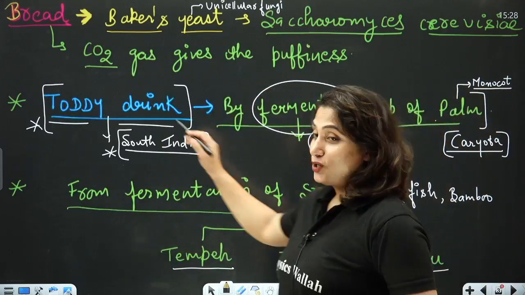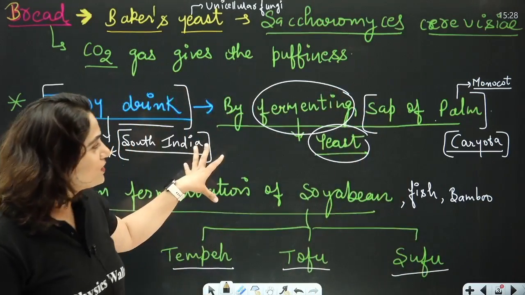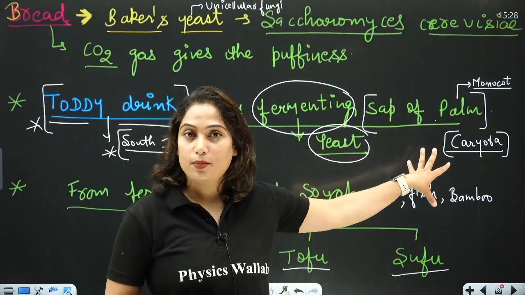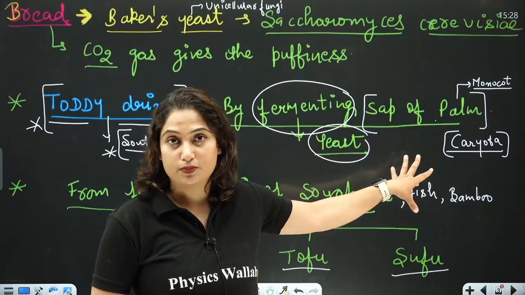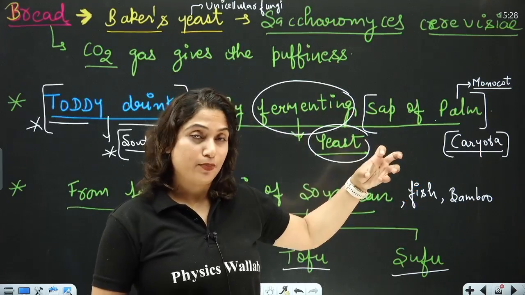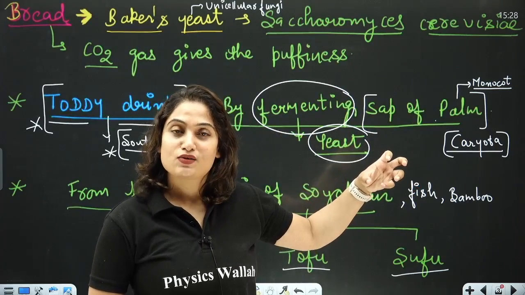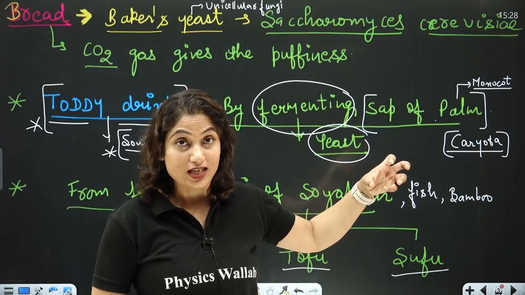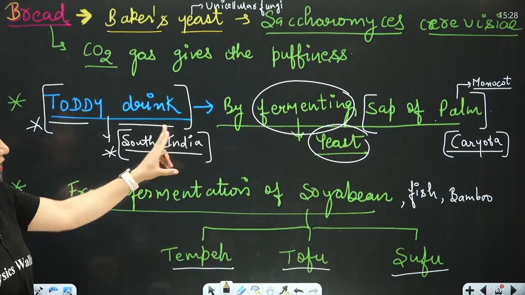Okay, then comes toddy drink. It is a very famous South Indian drink. Toddy drink is formed by the fermentation of sap of palm. Palm is a type of monocot. It's an angiospermic plant, and from the sap we collect the sap of the palm tree, and then it is fermented with the help of yeast, and that fermented drink is called the toddy drink.